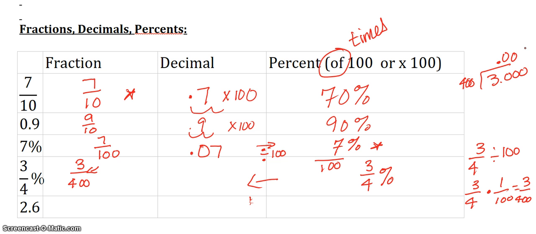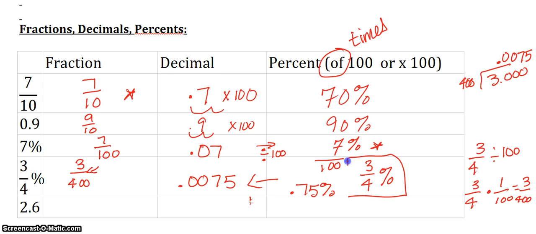Sorry about that long, drawn out. I'm actually doing it on a calculator. It's 0.75. So my decimal is 0.0075, which if I moved my decimal point 2 places to the right, I would get 0.75%, which is what we started with, only in decimal form.